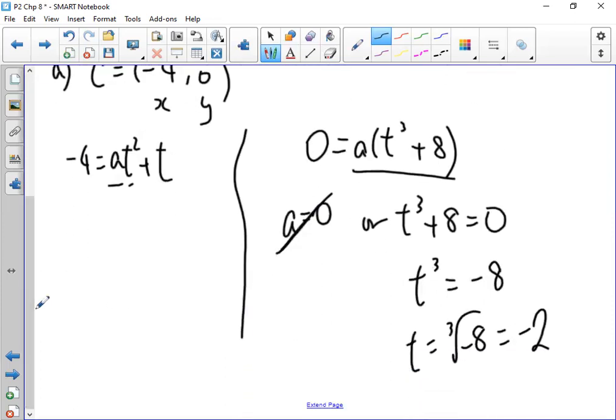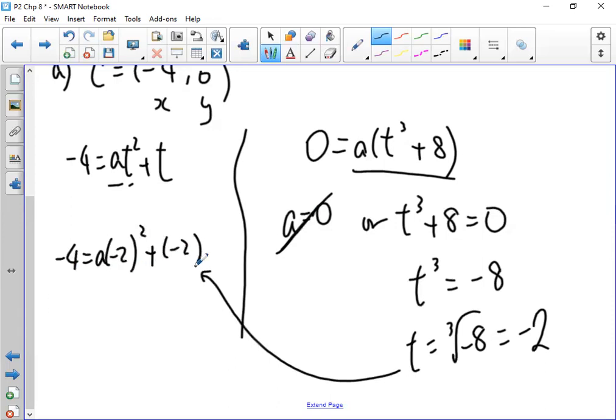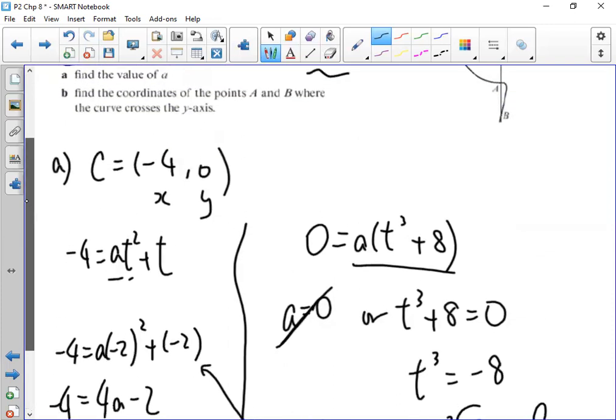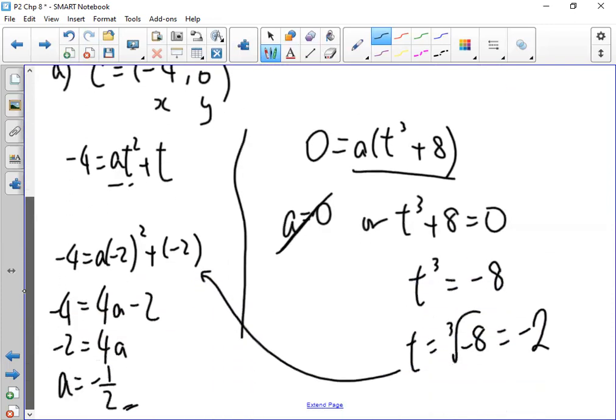So then what we can do is we can now use this equation. Minus 4 equals a times minus 2 squared plus minus 2. So minus 4 equals 4a minus 2. Bring the minus 2 over, it becomes plus, minus 2 equals 4a, divide by 4, a equals negative a half. Mum says a could be minus a half. So a is non-zero, so a is minus a half, and that's the answer we need. Okay, so that's the value of a.